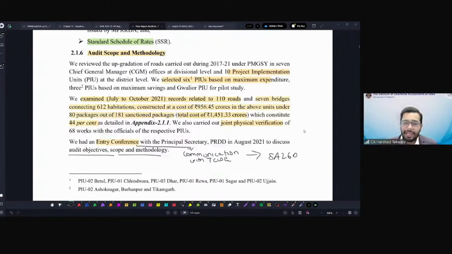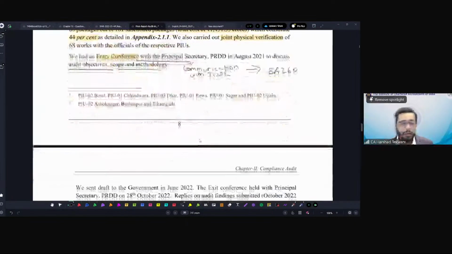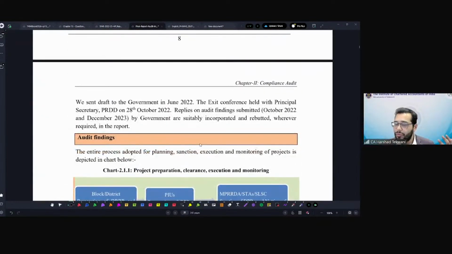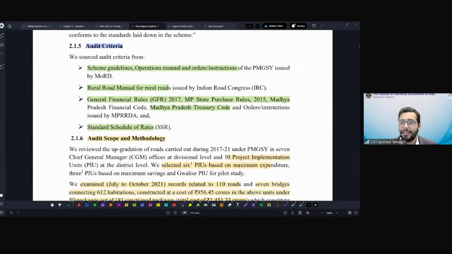So entry conference is nothing but your communication with those charged with governance and management, that you inform what you are going to do in your audit. Then you may go and perform that particular audit, and you will then send the draft report and everything. So this is how first the planning is done when you are doing the compliance audit.